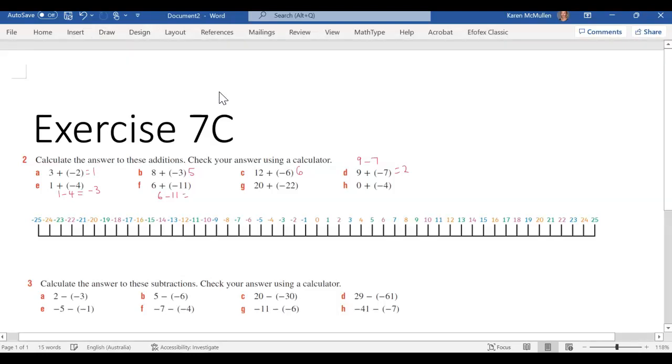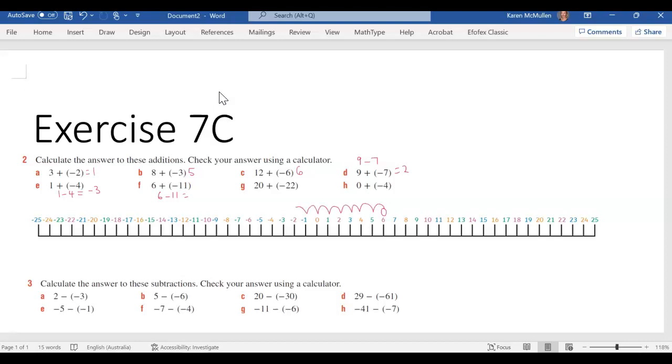So that's going to be starting at 6, and we're going to subtract 11. 1, 2, 3, 4, 5, 6, 7, 8, 9, 10, 11. So we're going to end up at negative 5. All right, this one's going to be negative 2. You can use your number line if you like.